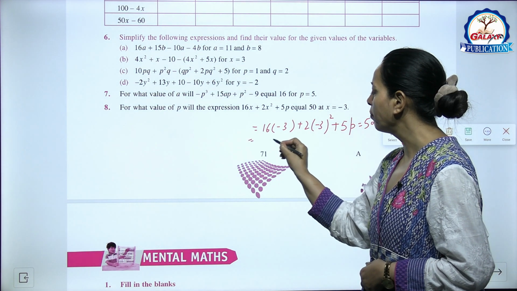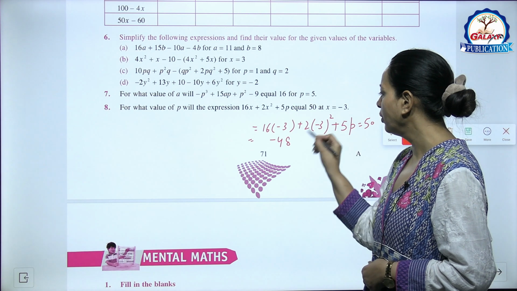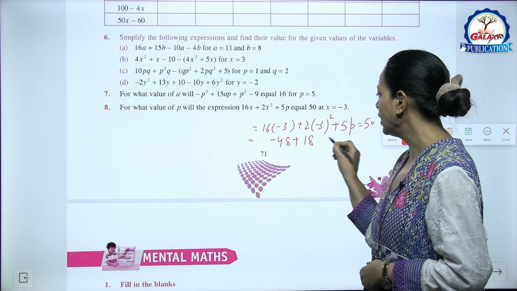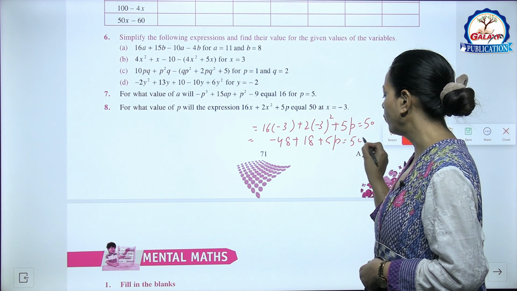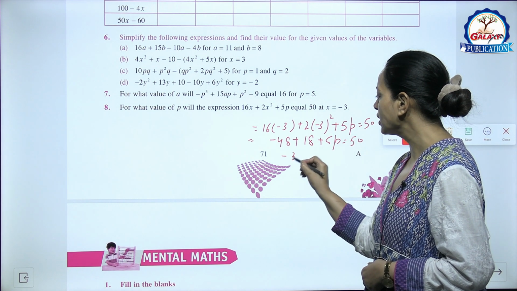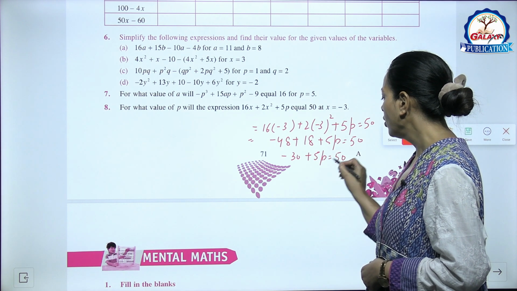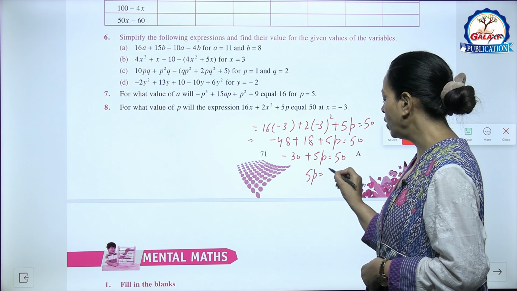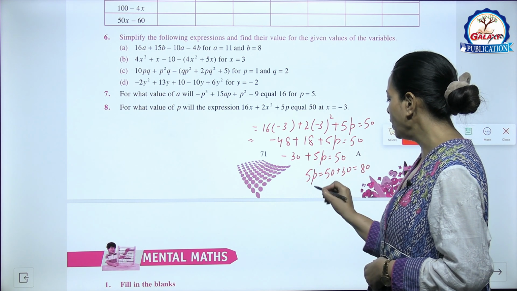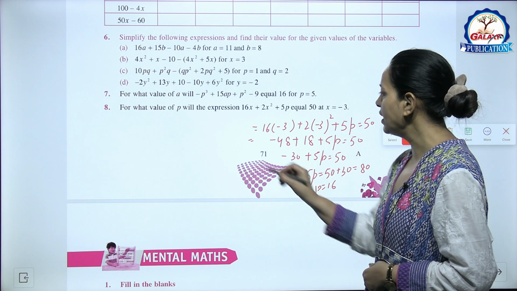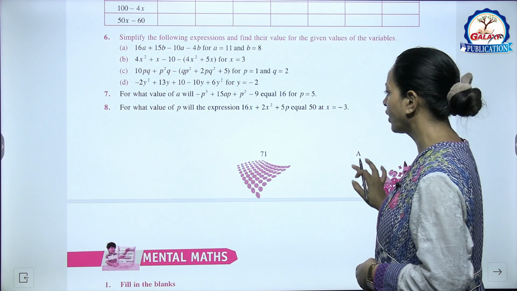So what will you get? Minus 48 and minus 3 into minus 3, 9 into 2 plus 18 plus 5p equals to 50. So minus 30 plus 5p equals to 50. So 5p equals to 50 plus 30, that is 80. So what is p? P is 16. P equals to 16, right? So I hope these are clear to you.